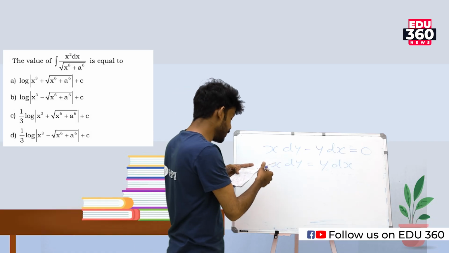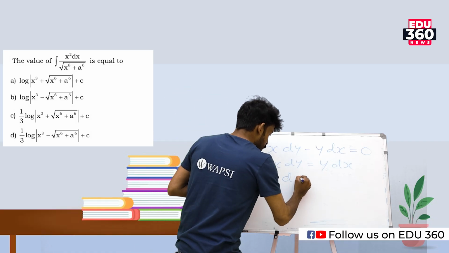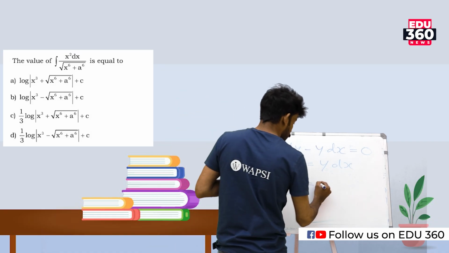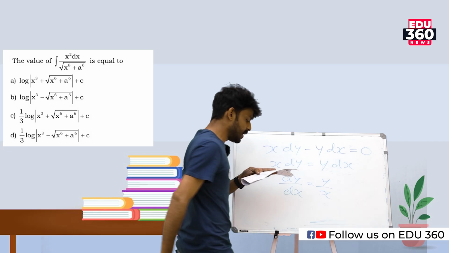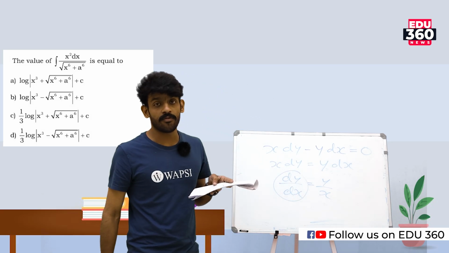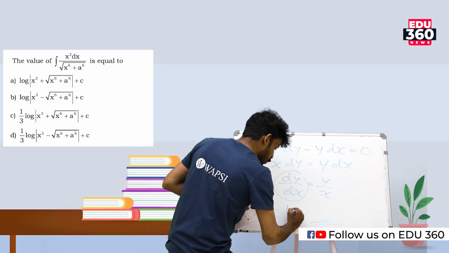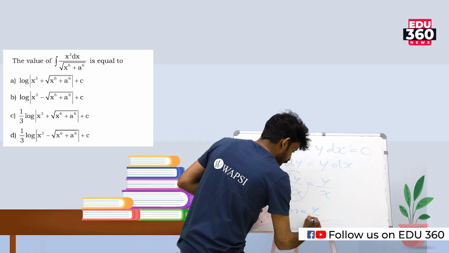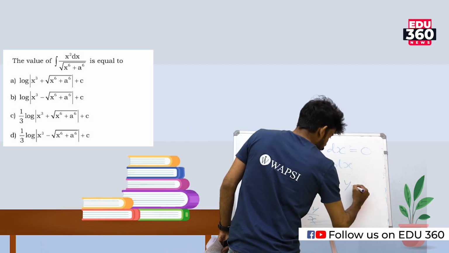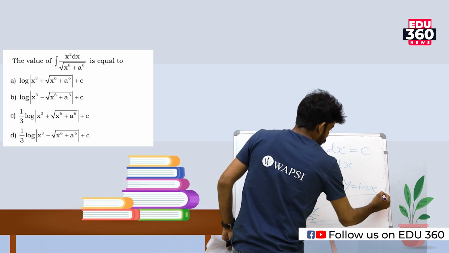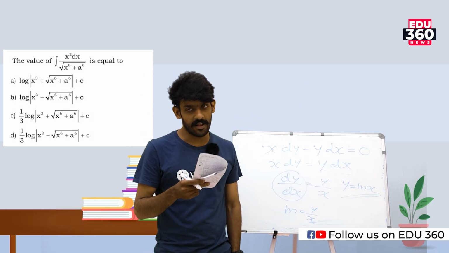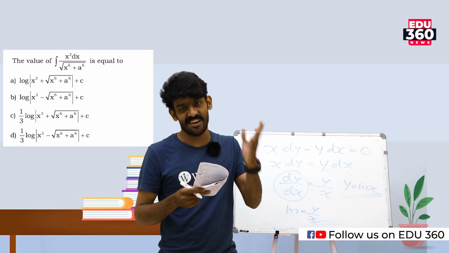So hereafter on rearranging this, we can write dy by dx on the left hand side. So dy by dx is equal to y by x. We know that dy by dx, we can simply substitute it as m. So m is equal to y by x. From this we can write y is equal to mx. Y is equal to mx means it's a straight line.